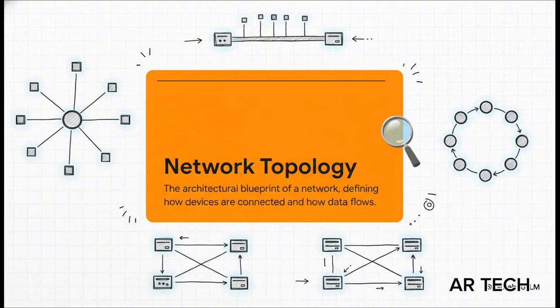The secret sauce here is something called network topology. And honestly, the best way to wrap your head around it is to think of it just like an architectural blueprint for a building. It is the master plan that lays out exactly how every single device is connected and, crucially, how information flows between all of them.